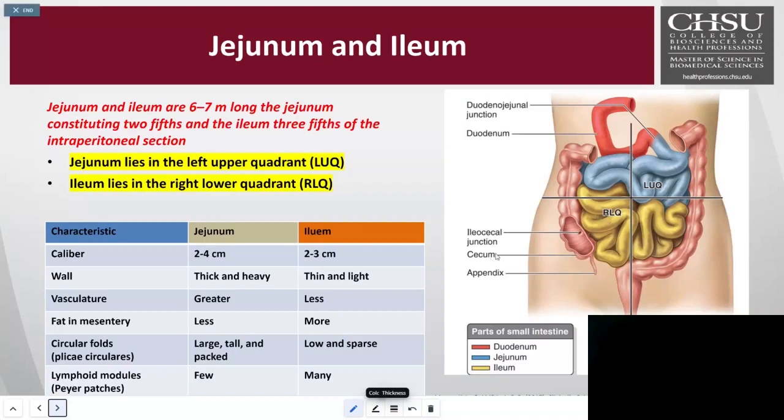As far as the characteristics go, the wall of the jejunum is slightly thick and heavier. The ileum is a lot more thin and more narrow. Vasculature is also interesting to notice. There's a lot more blood vessels in the jejunum than there is in the ileum. There's also a little bit more fat mesentery, a coating layer, inside the ileum.